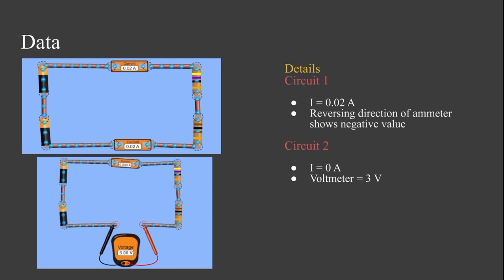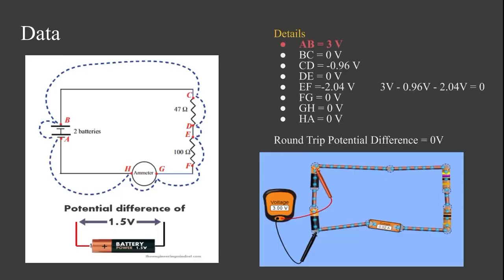In circuit 2, a voltmeter replaced an ammeter. The voltmeter read 3 volts, while the ammeter remained at 0 amps because the circuit was now opened. Next, the potential difference was measured between different points of the circuit. From point A to point B, the potential difference was 3 volts. This value also represents the EMF value of the battery.